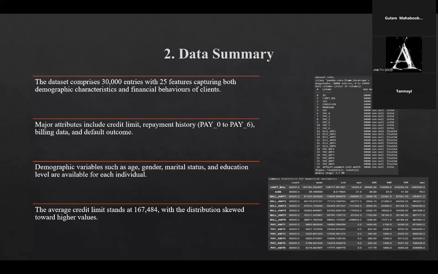I have also attached a picture there, you can have a look through it. Major attributes include credit limit, repayment history like PAY_0 to PAY_6, billing data, and default outcome. Demographic variables such as age, gender, marital status, and education level are available for each individual, and these are very different for each person. The average credit limit stands at 167,484, with the distribution skewed towards higher values. And the next slide.